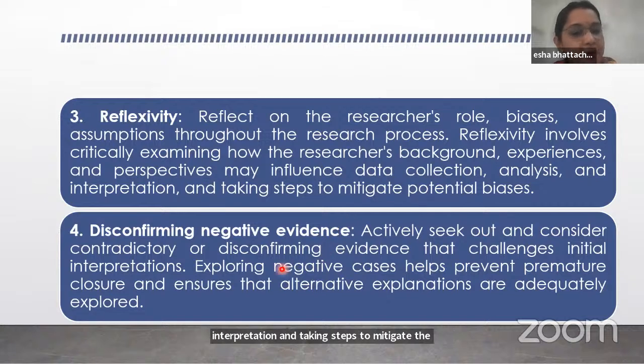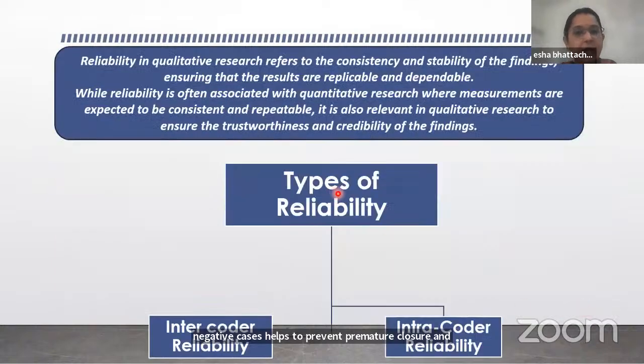And fourthly, very importantly, disconfirming the negative evidence, which means to actively seek out and consider contradictory or disconfirming evidence which challenges initial interpretations. Exploring negative cases helps to prevent premature closure and ensures that alternative explanations are adequately explored.